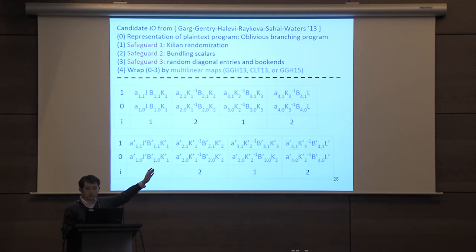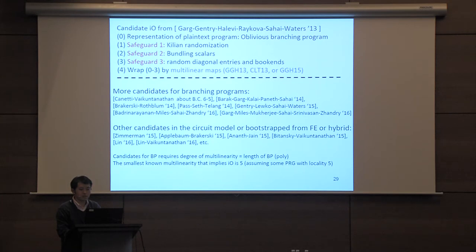And in the end, you just apply the multilinear map to whatever you have got now, like the randomized branching programs. So this summarizes the GGH-RSW candidate. And in fact, for many of the branching program candidates, you can take an alternative view of these things as having these components, maybe put differently, maybe throwing away some of them, maybe adding something more, or maybe choosing different representations. There are also other candidates based on the circuit model, or bootstrapping from functional encryption, or putting them together. These will not be covered by the talk today, but I believe you can use similar techniques to analyze them yourselves.